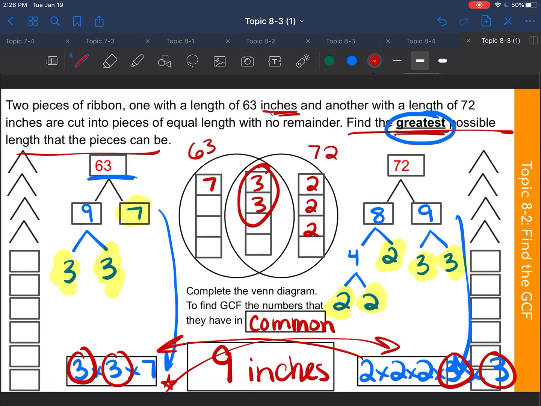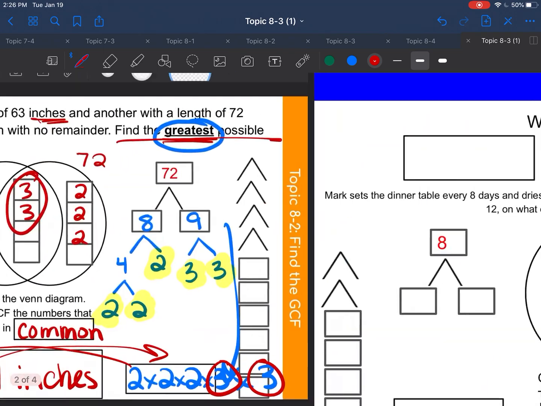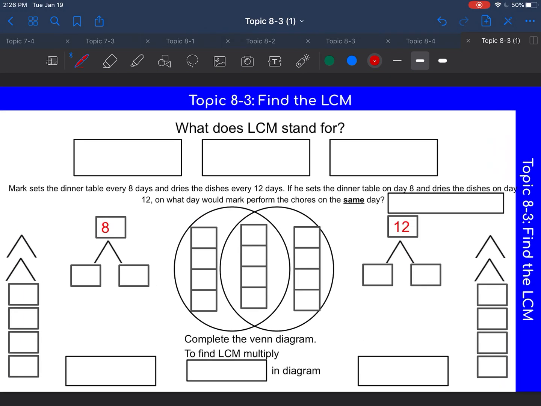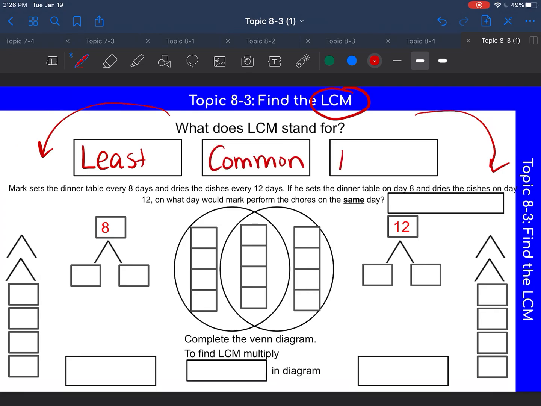So that was all about finding the GCF and using this Venn diagram. Today, we are not going to be talking about finding the GCF. We're going to be talking about finding the LCM. If you look, the template looks exactly the same because we still complete a Venn diagram, but we do it a little differently. So first of all, we're going to review. LCM stands for least common multiple. So let's look at our example.